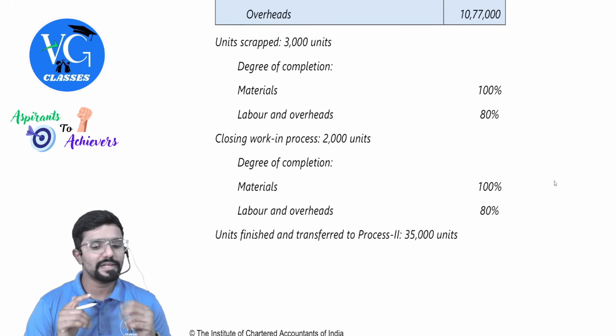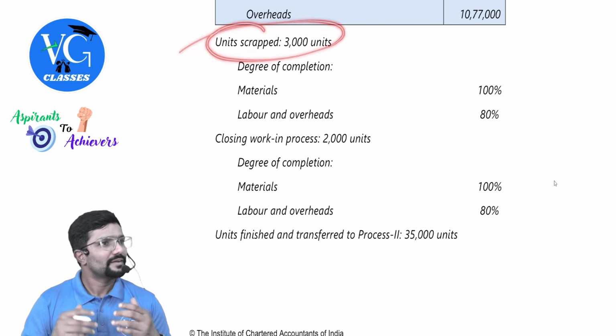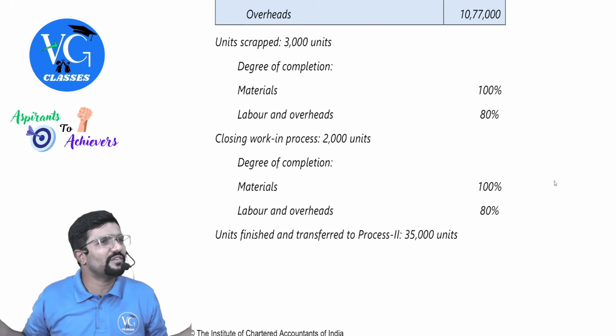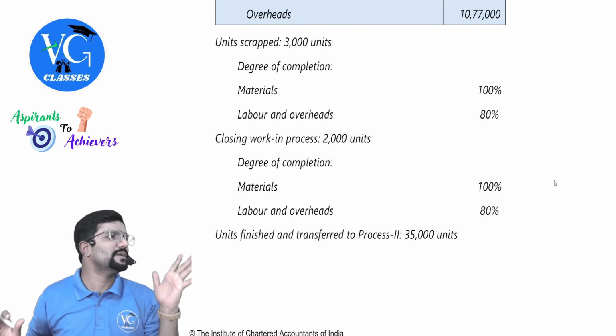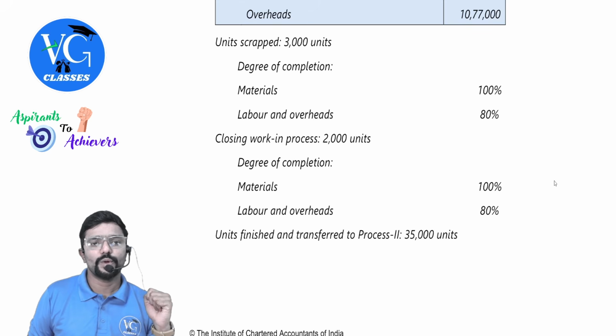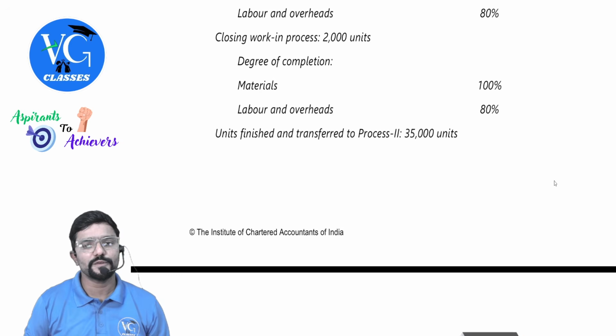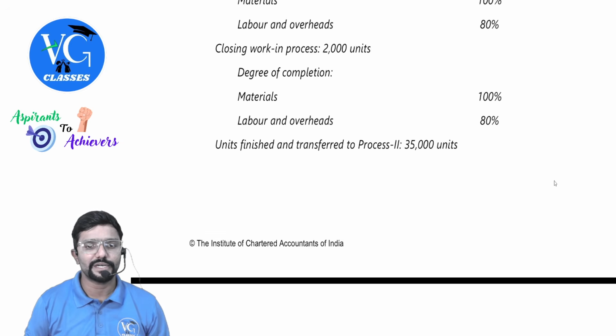Closing work, they will give it like this. You don't get trapped. They may also mention for normal and abnormal loss the degree of completion is so and so. Will it matter for us? No, only for abnormal loss we have to take it. Closing work in progress 2,000 units. Degree of completion is material 100%, labor and overhead 80%. Units finished and transferred to Process 2 is 35,000 output, guys.